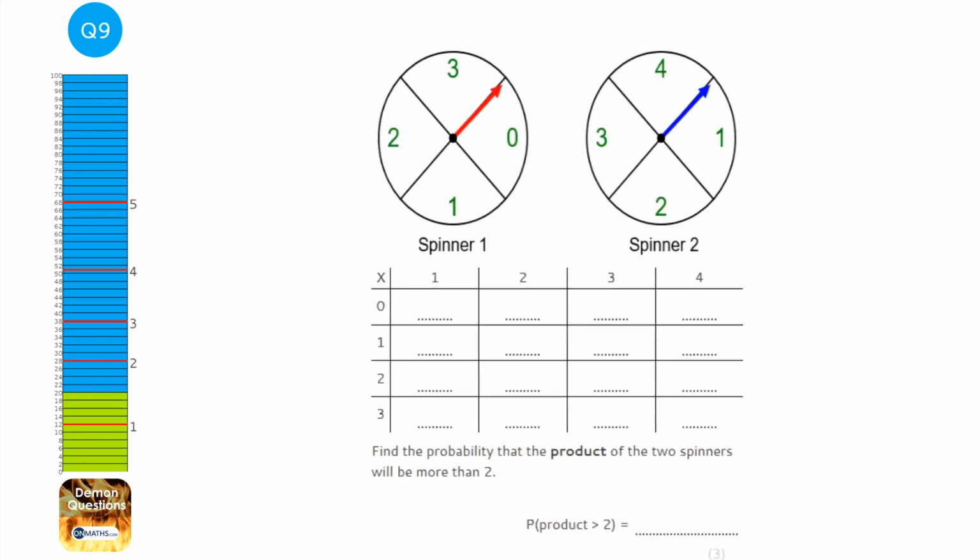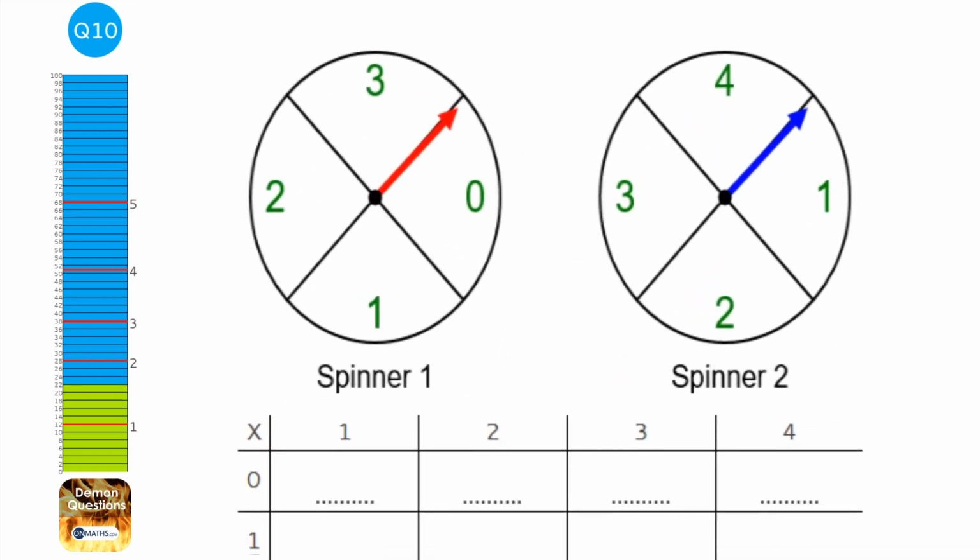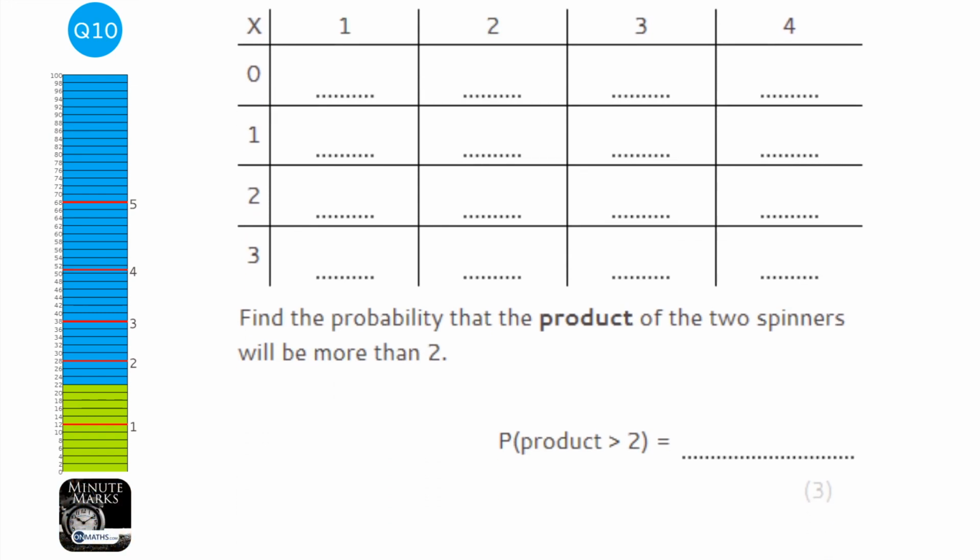Okay, so a few things we need to realise with this question. First of all, what does product mean? Product just means times. It means if you times them together, that's the answer, right? And we're looking for more than 2. We'll come back to that later.